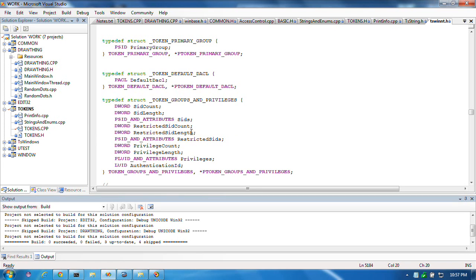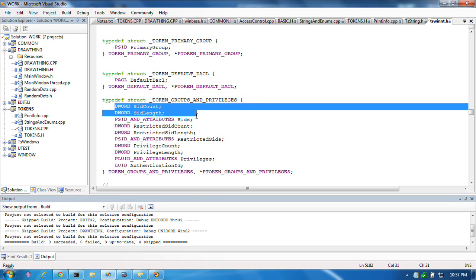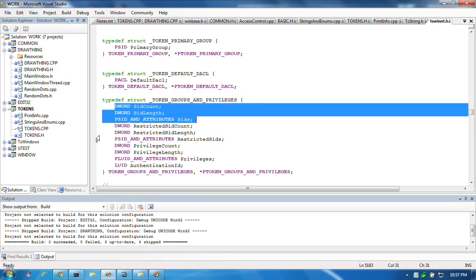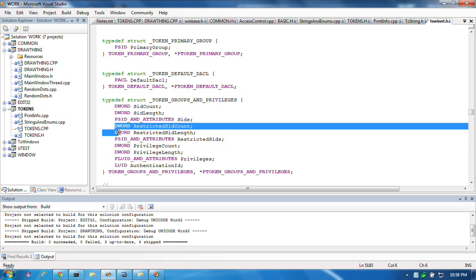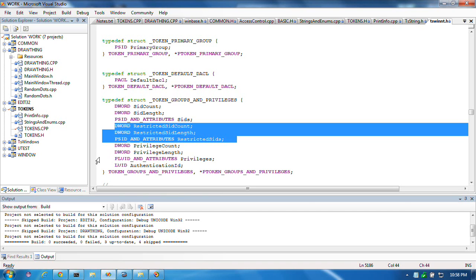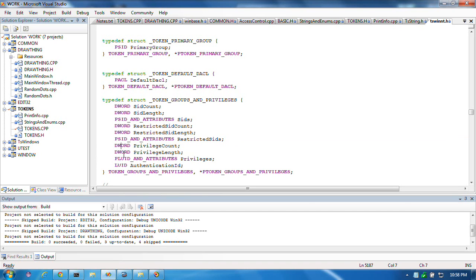Okay, so these are restricted, and here's the restricted SIDs. These are the regular SIDs. Restricted. Okay, so these go together. Three things, right? Count, length, SIDs. Count, length, SIDs. Okay. Now here in total, these are a summary. Okay.